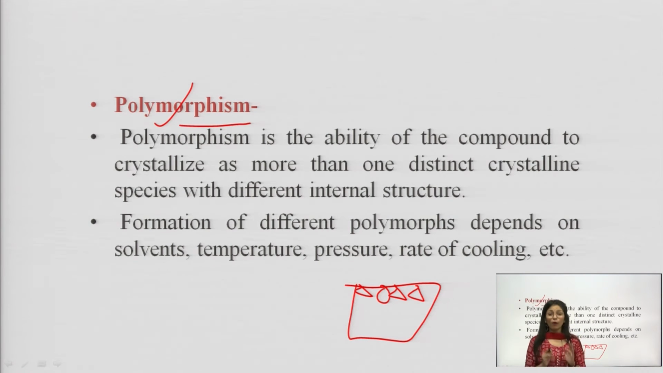What does it say? Polymorphism is the ability of a compound to crystallize as more than one distinct crystalline species with different internal structure. Like we have a lot of internal structure, they are getting arranged in different manners. So polymorphism is basically that ability when different crystalline forms get arranged inside it. Formation of different polymorphs depends upon solvent, temperature, pressure, rate of cooling, and how the pressure is getting exerted.